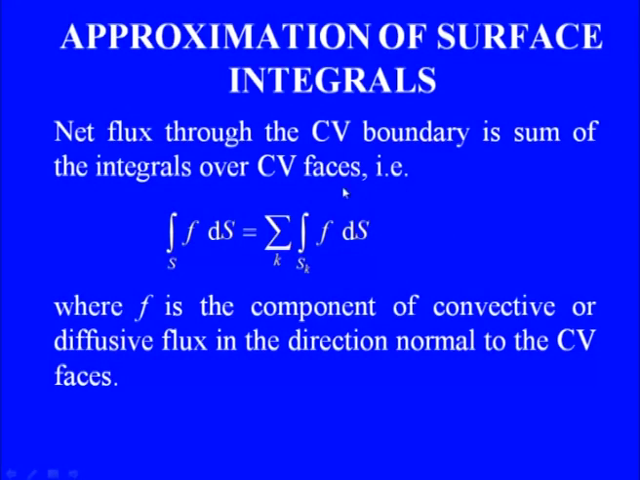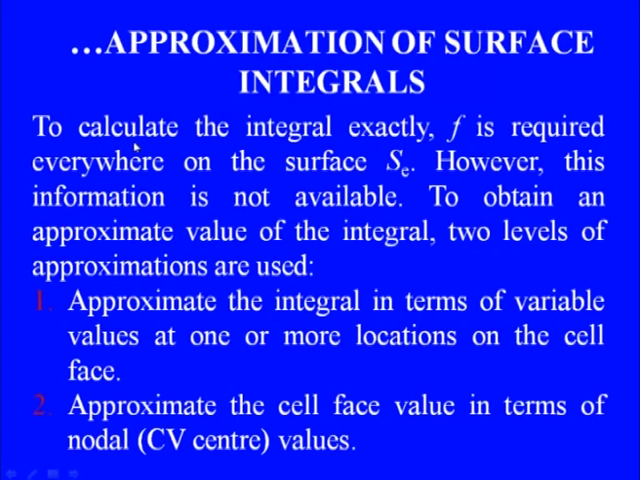So if we can obtain a quadrature formula for one of these faces, let us say k equal to e, that is the eastern face, we can derive analogous formulas for the rest of the faces as well. So now let us take that eastern face as our example. Suppose we want to calculate the integral exactly, then we require f everywhere on the surface of the eastern face S_e. However, this information is not available. In fact, what we know is only specified at the computational nodes.